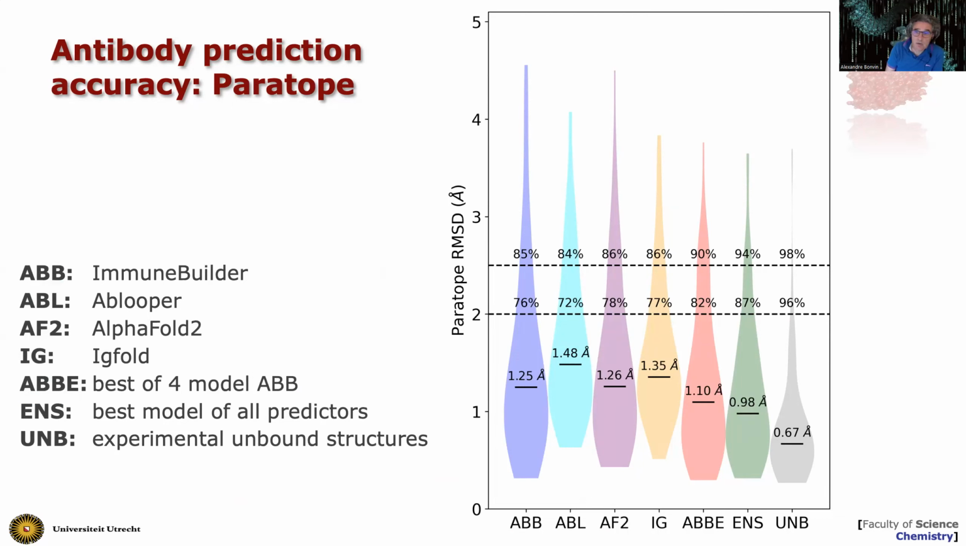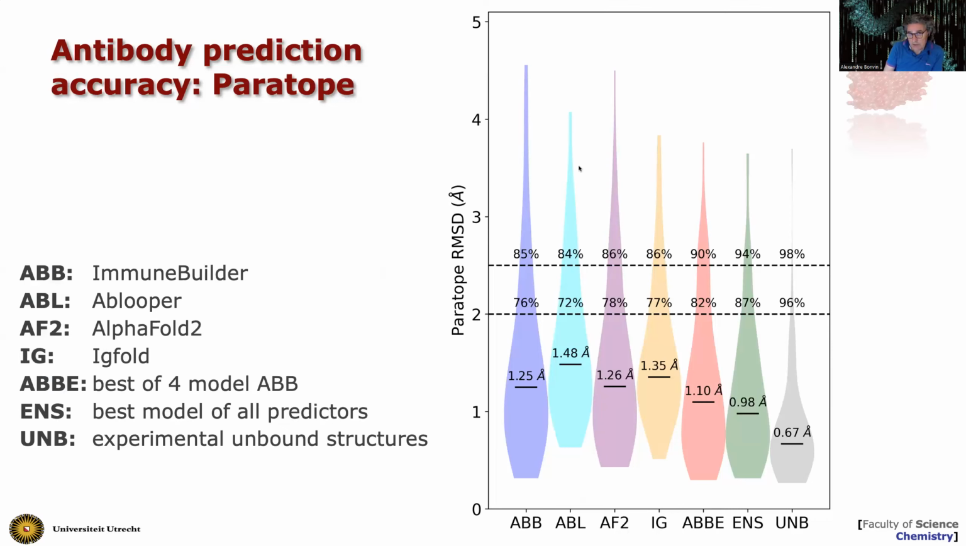What is also interesting to see is that if you start mixing models, if you mix all the methods that you have, you can actually improve the modeling to about 1 angstrom. So in general, all the methods are doing quite fine. Of course, there are always outliers.